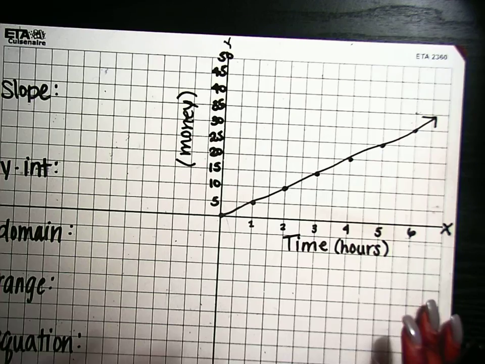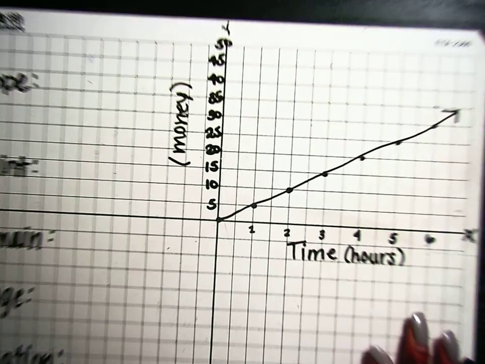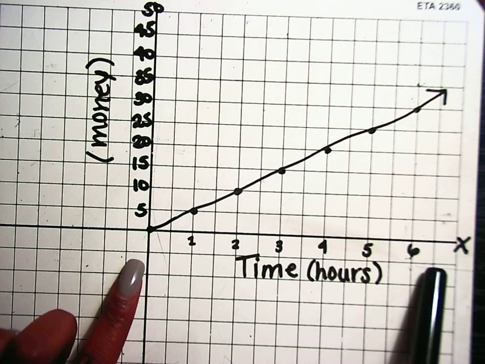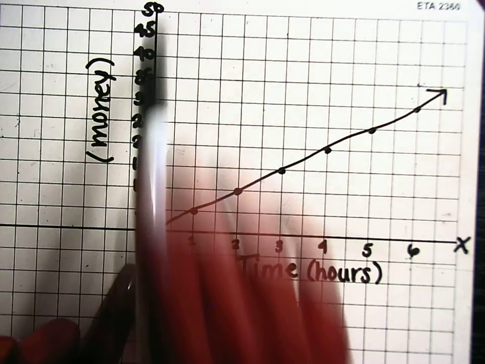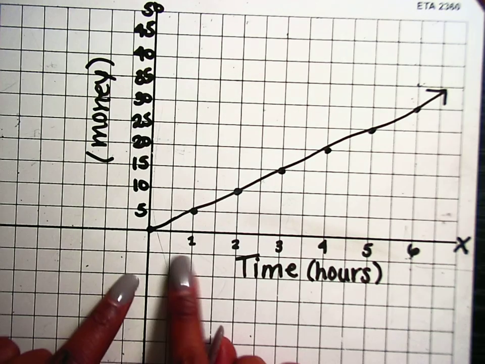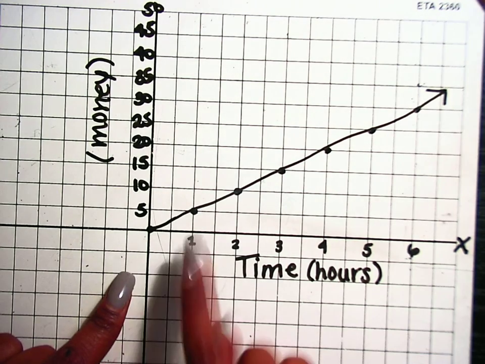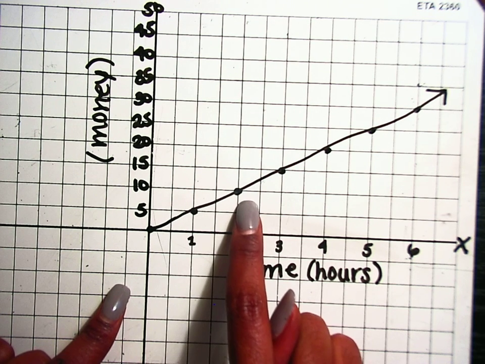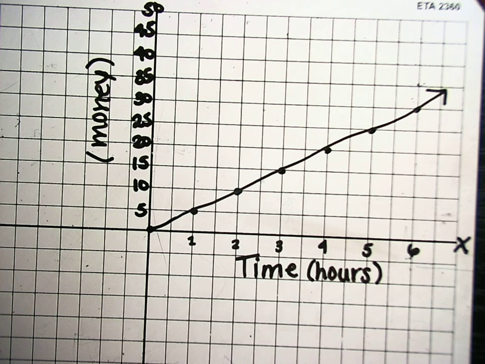If you look closely at my graph, my x-axis is my time, and my y-axis is my money. So this is telling me that after 1 hour, how much do I get paid? $5. After 2 hours, how much do I get paid? $10. And so on and so forth.